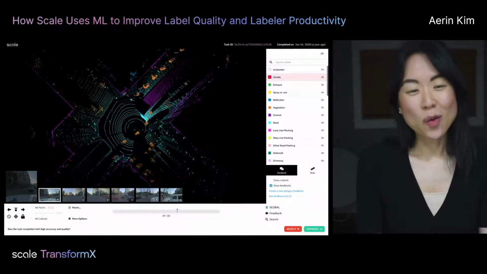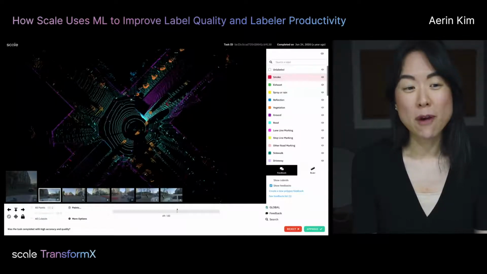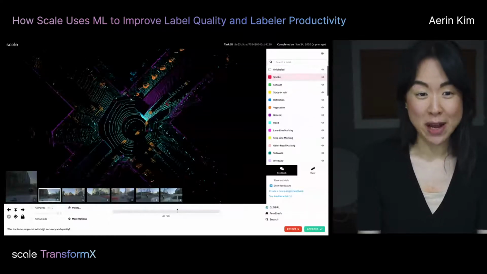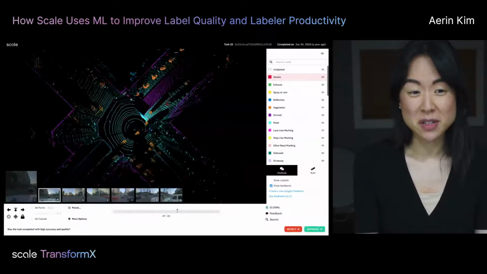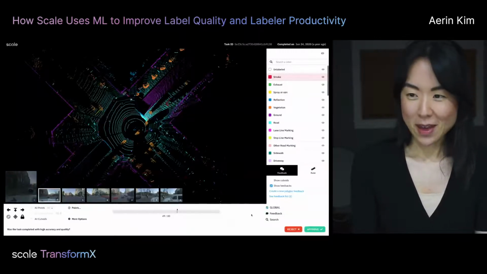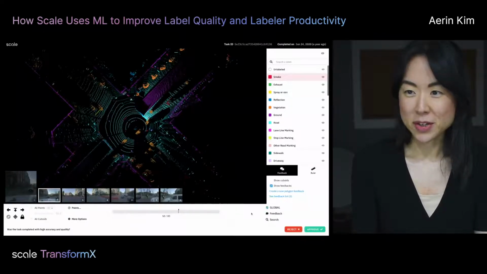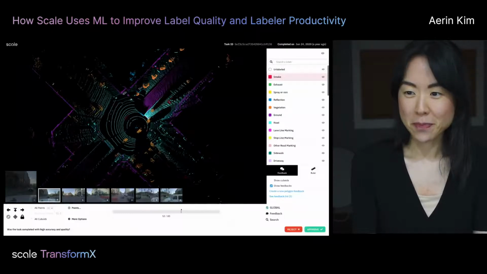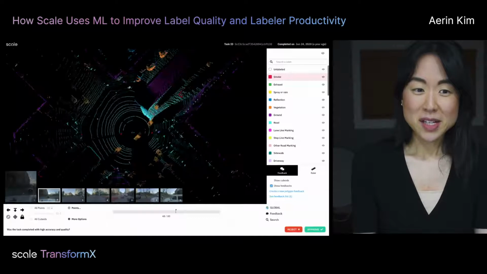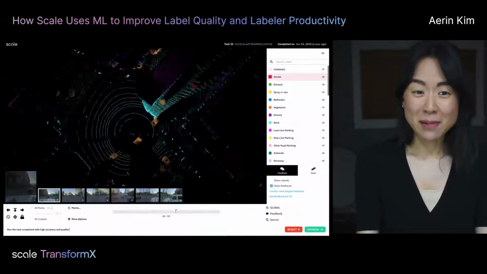In LiDAR data, one frame usually has from 100,000 to 2 million points. And we usually have 60 to 400 frames per task, which covers more than 200 meters of space. So this will be more than 200 meters. And move between frames. You can see the cars moving. Zoom in, zoom out. So it is massive, complex data.